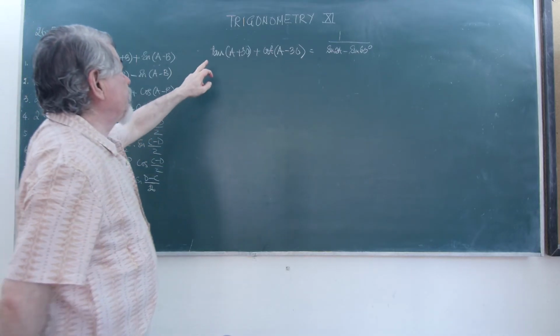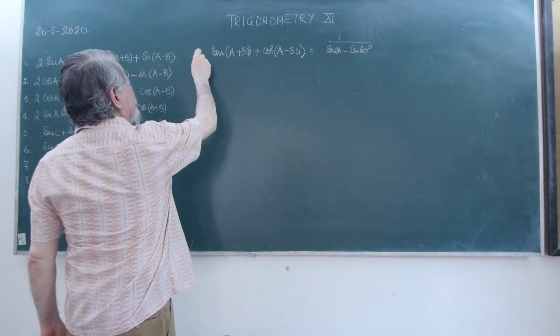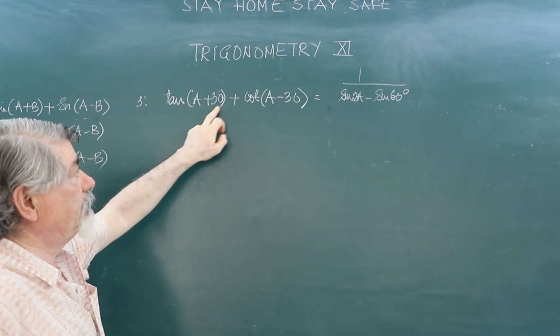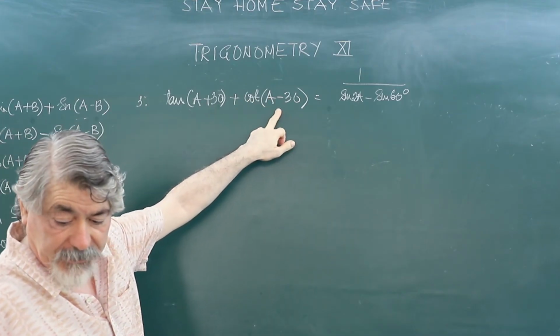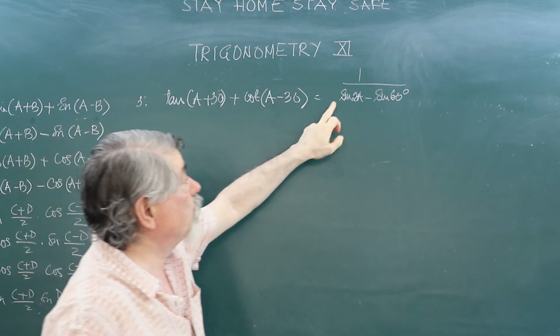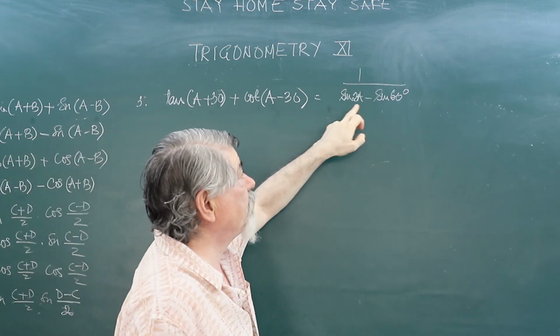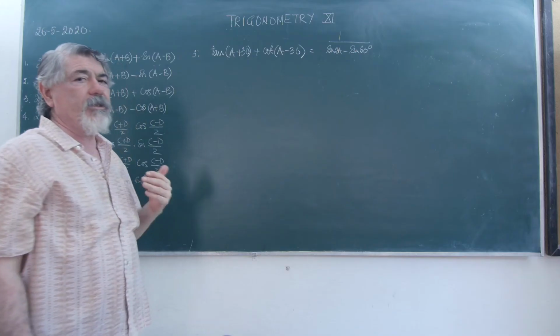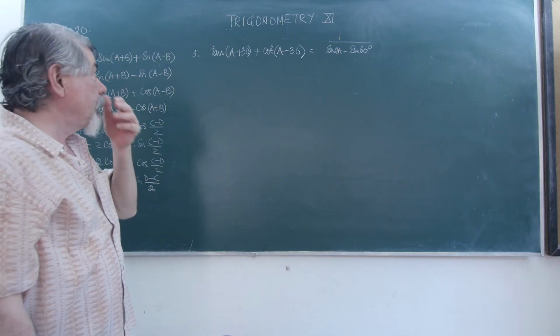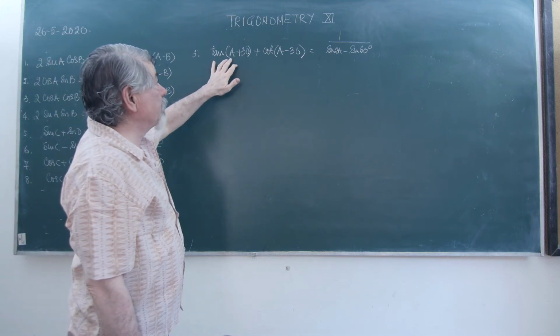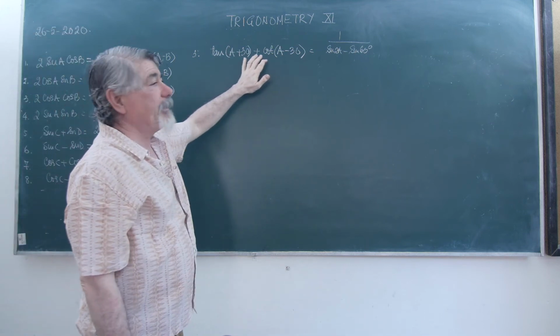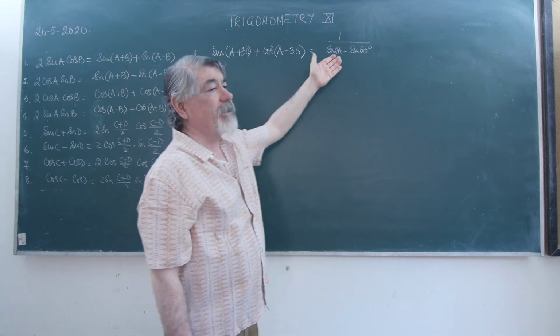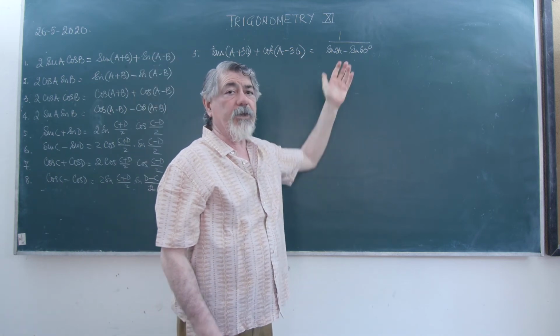We have the next question, which is tan A plus 30 plus cot A minus 30, to be proved equal to 1 upon sine 2A minus sine 60. First of all, you get the clue from the question. The clue is that the question is given on the left side in terms of tan and cot, but the answer is coming in terms of sine. So what are we supposed to do?